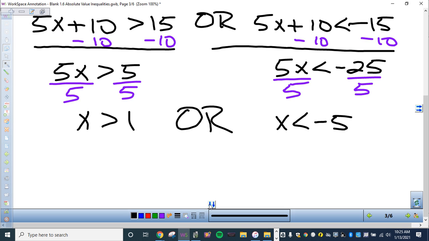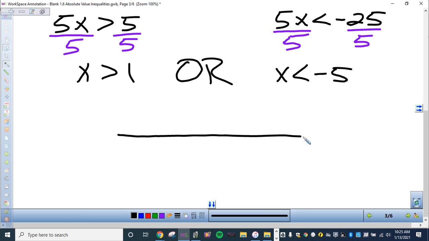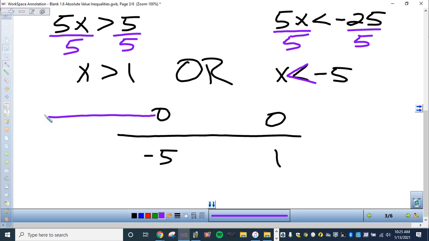Now we graph this. Open dots on both. The arrow on the negative 5 points to the left. On the 1, it goes to the right. We have an OR inequality. OR inequalities usually, almost all the time, many times, frequently, do not connect. So that looks right. Take your virtual hand down, please. Raise your real hand if you got that problem right. Excellent.